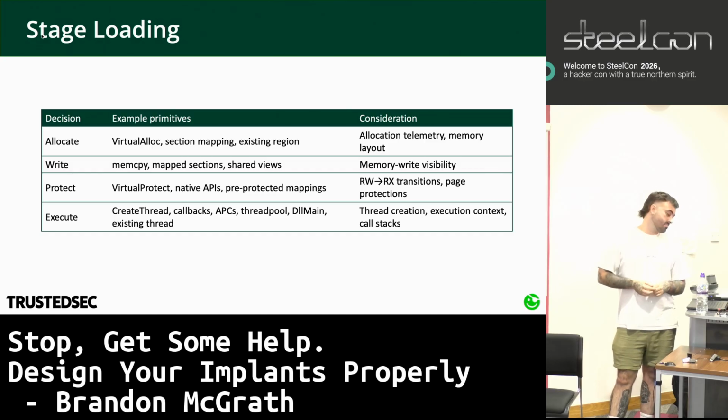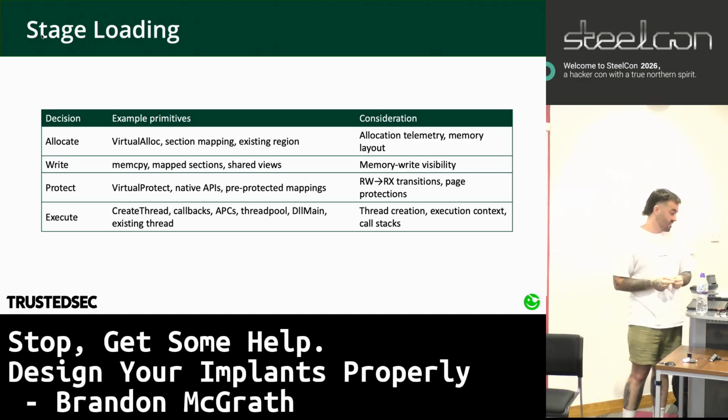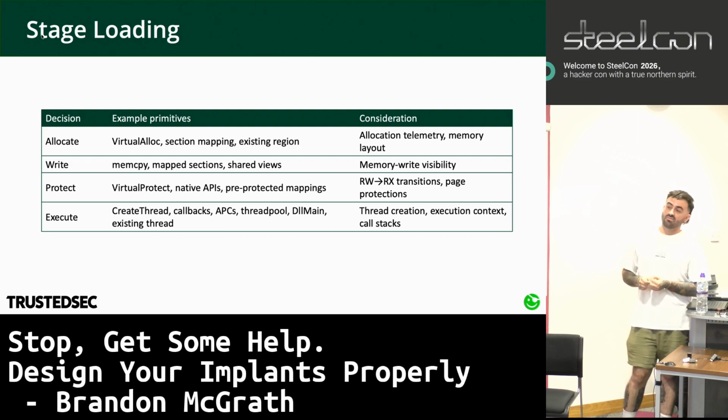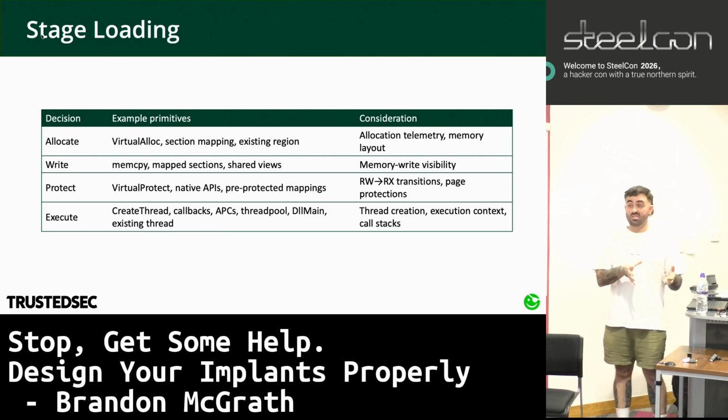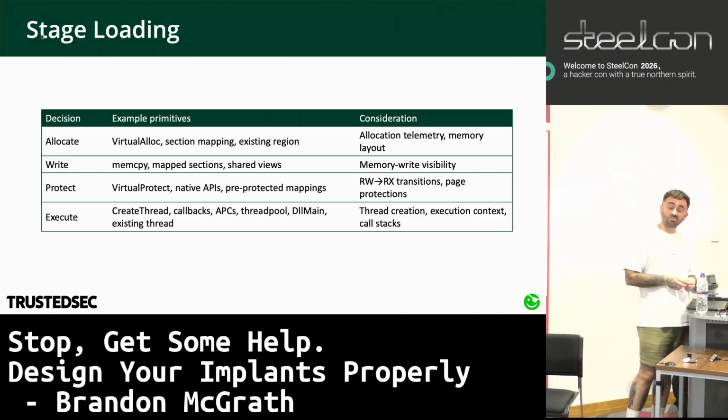It gets a bit weird there. Protection, this one just is what it is. VirtualProtect, native APIs, and you can kind of have pre-protected mappings and things like that. But this is you turning the section from writable into something you can execute. VirtualProtect, you can do all sorts of different ways there.